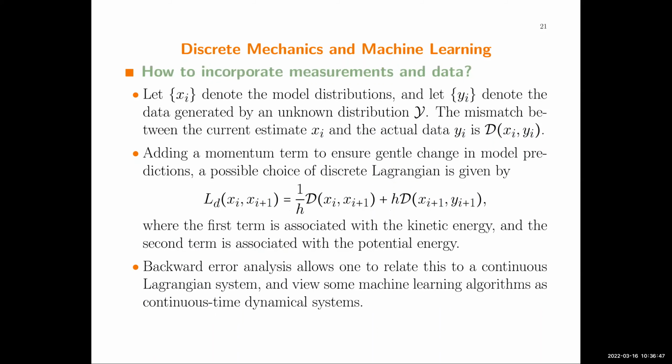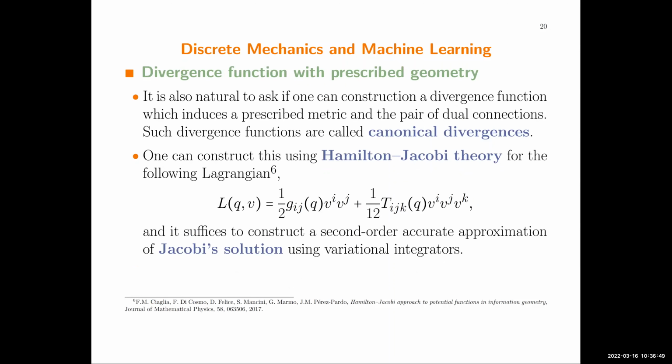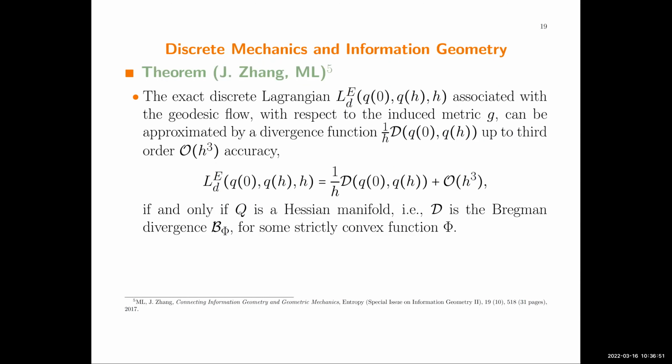So Melvin, I have a quick question. If you go back one slide and show that, here there is this order h cubed term. Is that the dominating term, or is that something that I should neglect? Yeah, that's the leading order term, and it tells you that this is going to induce a second order accurate discretization of the Riemannian geodesic flow, basically.